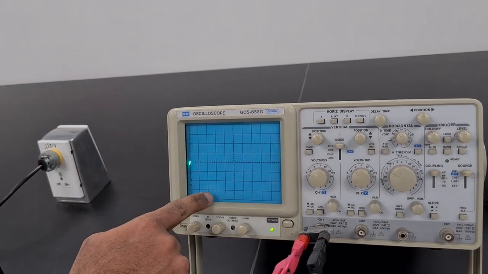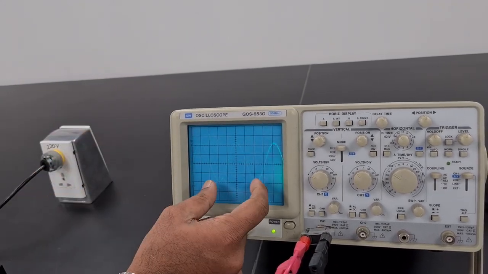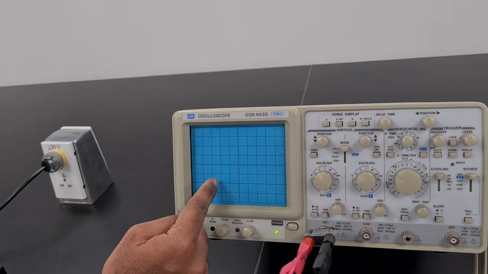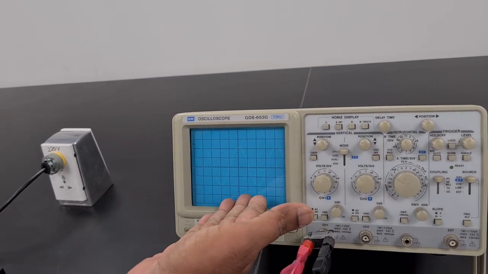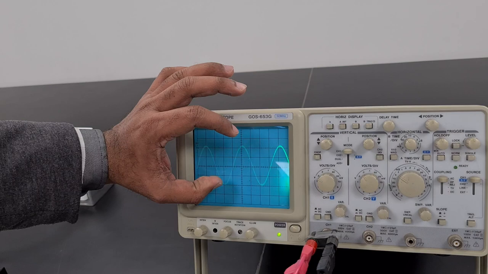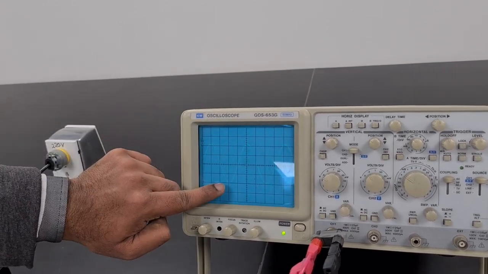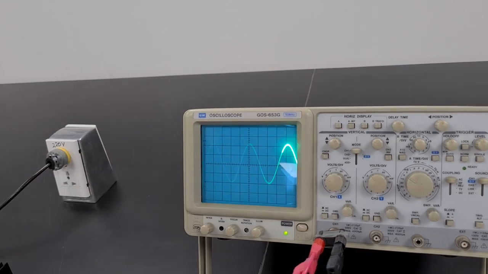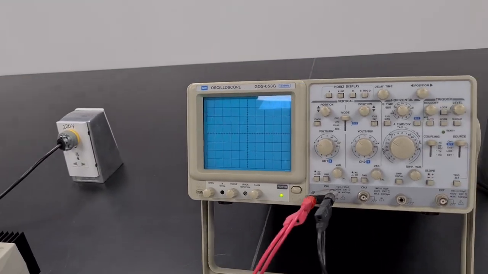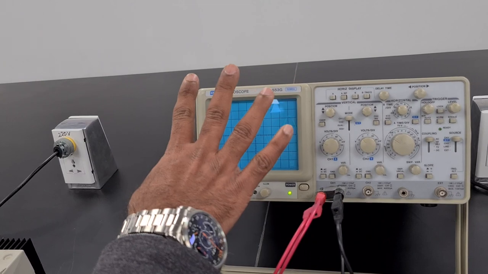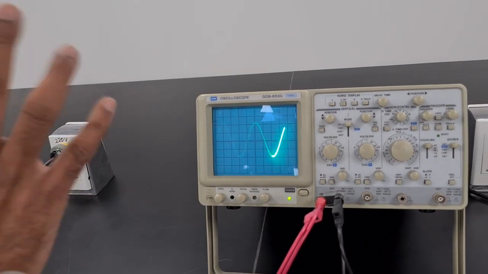Now in this way, in the previous table we measured the number of divisions between peak to peak. That means horizontally we measured, am I right? But now we are going to count the number of divisions from the top peak to the bottom peak. That means highest peak to the lowest peak, we are going to measure the number of divisions. Clear? So why is it blinking? The reason is it's a very low frequency.